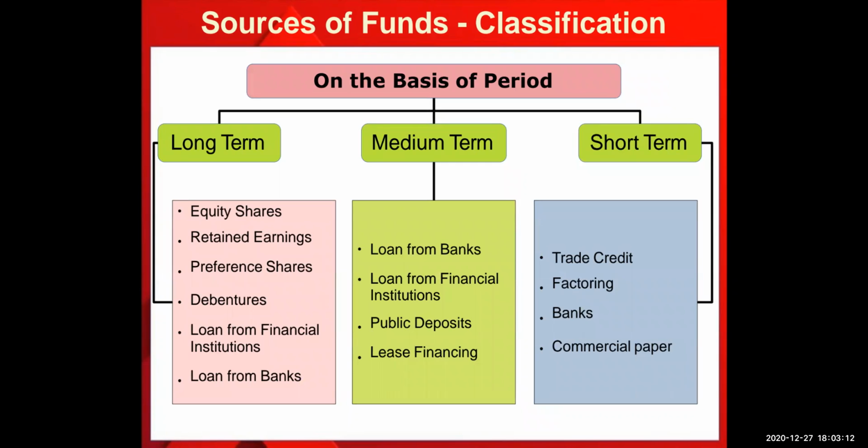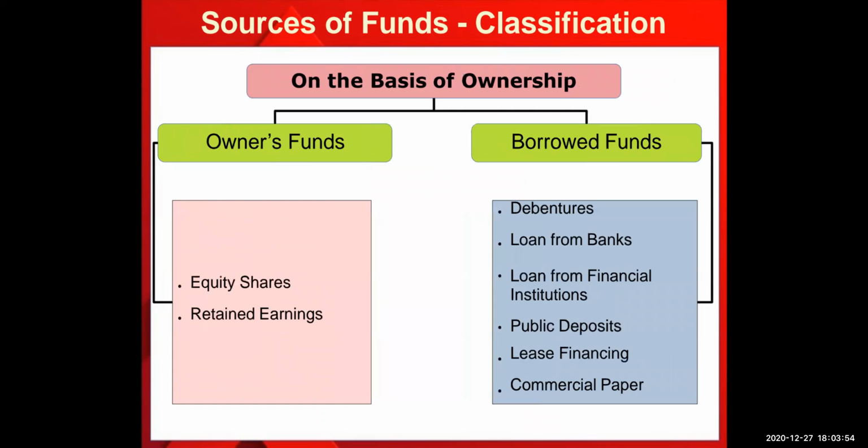So when we talk about on the basis of period, long term, short term, and medium term. Under short term, we can borrow from trade credit, factoring, bank, and commercial paper. Medium term, we can get loan from banks, from financial institution, from public deposits, and lease financing. Whereas in case of long term, we can generate finance through equity shares, preference shares, debentures, retained earnings, loan from financial institution, and also from bank.